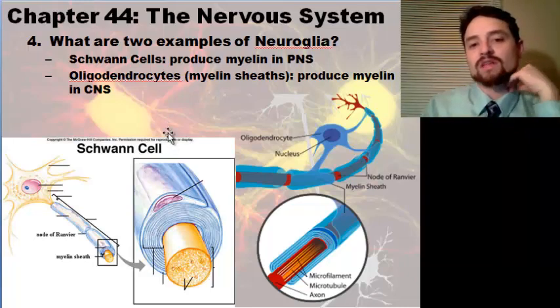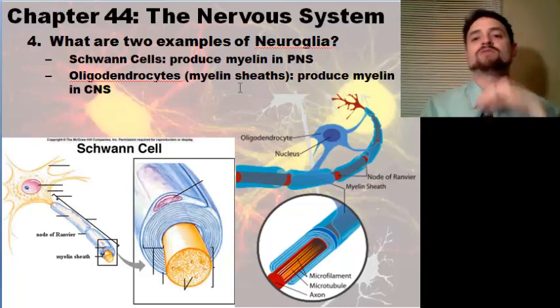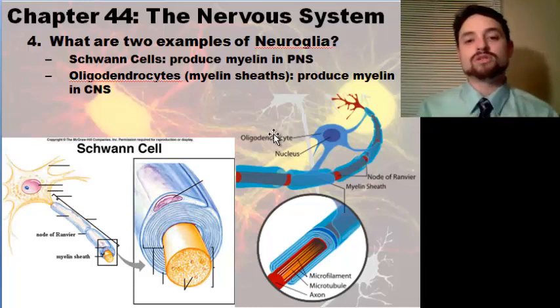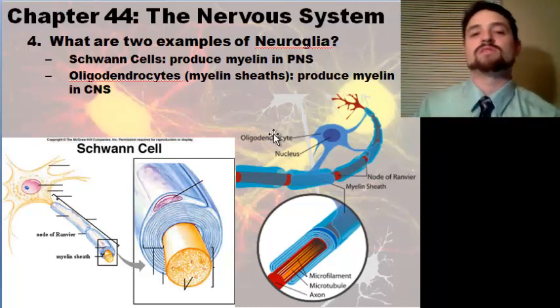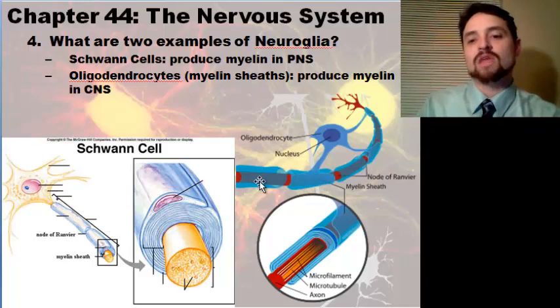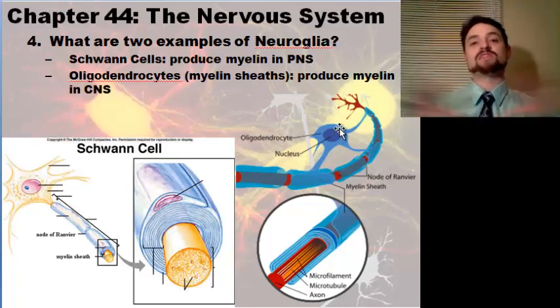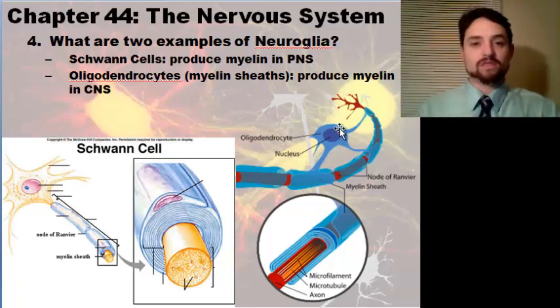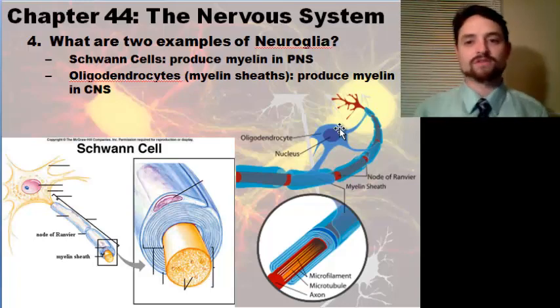The other is the oligodendrocytes. This creates a myelin sheath as well, but you see this in the central nervous system. So in the spinal cord and brain regions, you'll have these oligodendrocytes, which will actually create that myelin sheath around the nerves, but you'll notice where the nucleus of this cell is located, and it will actually be connected to several axons that it reaches out to in several different directions.